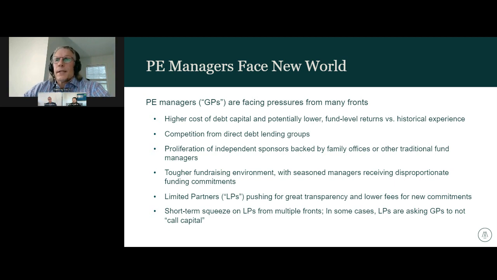I think they would like to have lower fees on new commitments. I'm not sure I'm seeing that play out in the market, but there's definitely more pushback from LPs now than I think there has been historically. And then again, this is a watered down to the GPs, but a lot of LPs are being squeezed on many fronts. Lower public valuations.